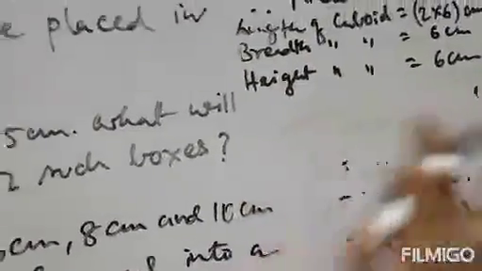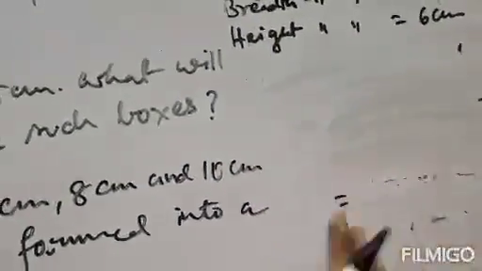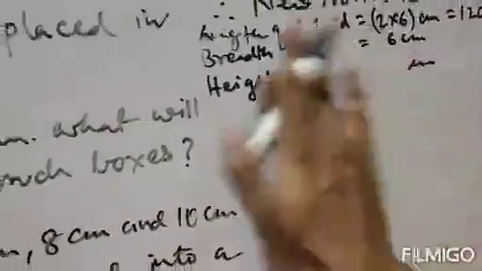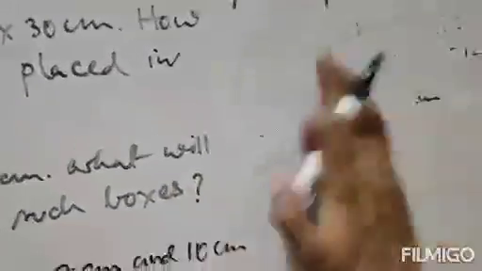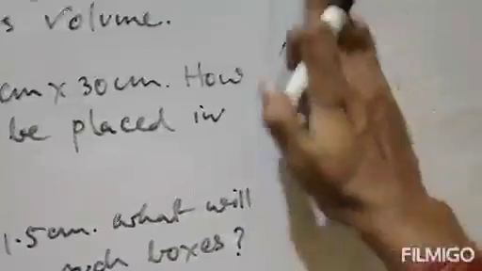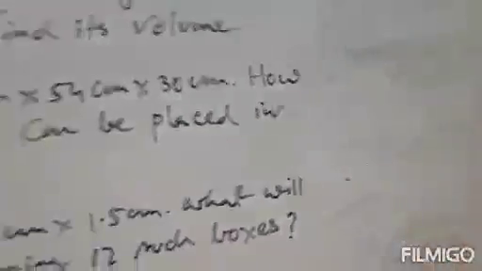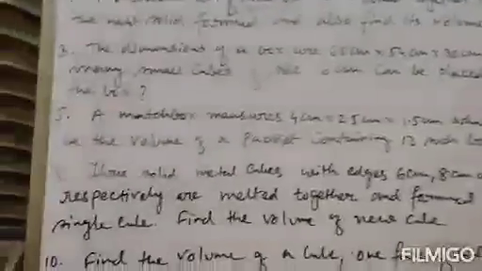Clear? So remember always this concept: when two cubes join together, the new solid will be a cuboid, and the length of the cuboid, that means the length of the new solid, will be twice the length of the cube, and breadth and height will remain unchanged. Clear? That is the important concept. So always remember. Next, question number 3.